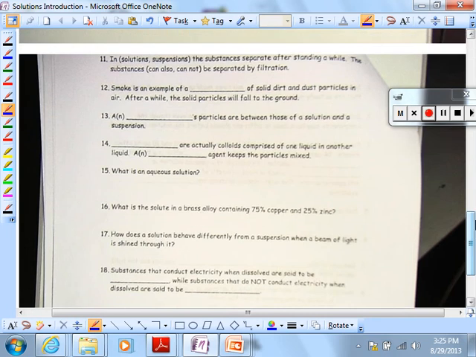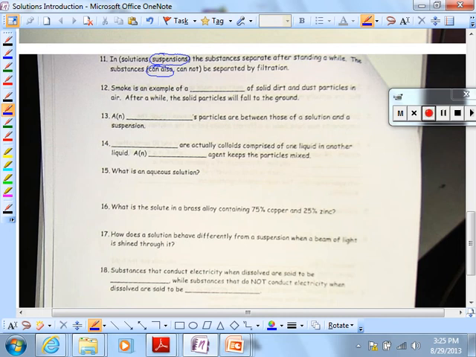All right. In a blank, the substances separate after standing a while. In a suspension. You can think of that word. That means those things are suspended. Okay? And so they're going to fall down. The substance can or cannot be separated by filtration. Can. Okay? In a suspension. But in a solution, in a real solution, they cannot.